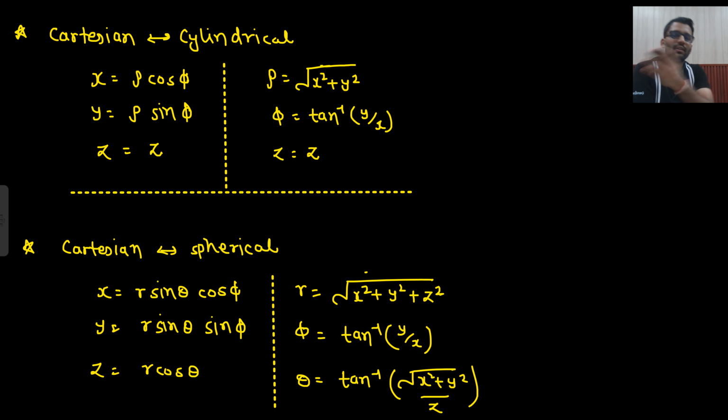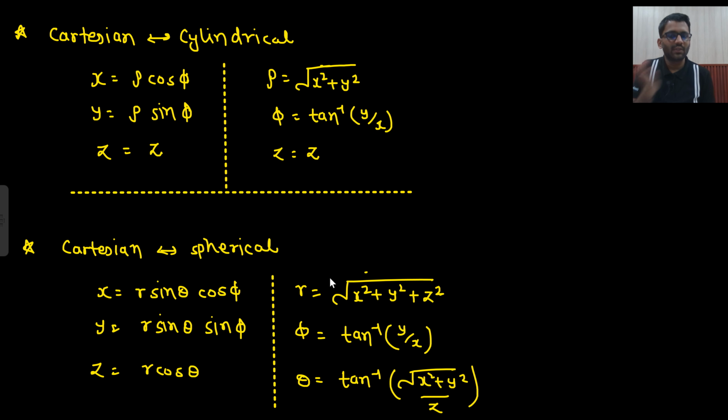And what else did we see? Conversion. So from Cartesian to cylindrical, this was your rho, this was your x, this was your y. So rho cos phi was x, rho sin phi was y. And what was your z? Z was z only. And from here, if you want to calculate rho, so root x square plus y square. What was your phi? Tan inverse y by x, and what was your z? Z was z only. Very simple.